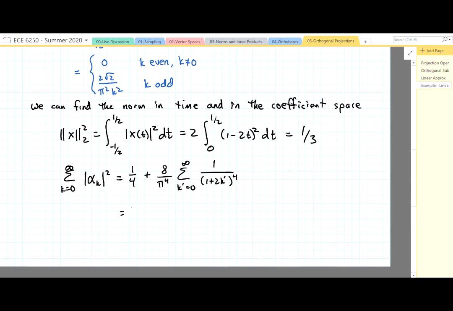But this is equal to 1/4 plus 8 over pi to the 4th times pi to the 4th over 96. Those cancel, and 8 goes into 96 12 times. So 1/4 plus 1/12 is equal to 1/3.